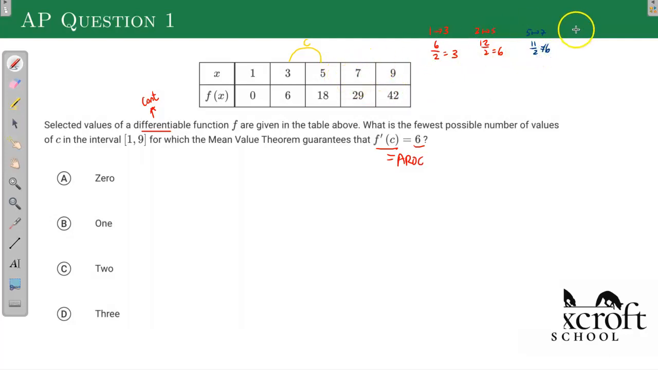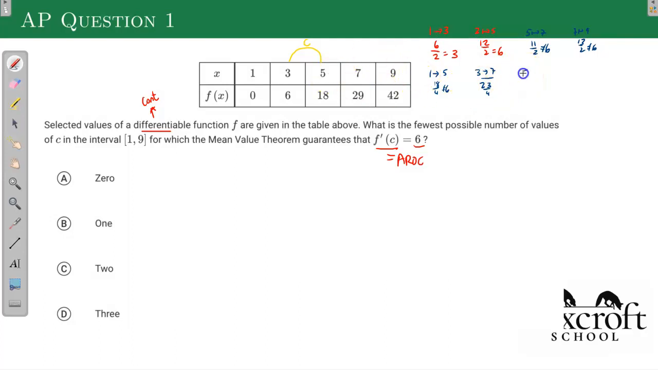And we can go from 9 to 7, or 7 to 9. And that's 13 over 2. It is not 6. All right, so that's just the 2 intervals. We also have to look at the bigger intervals, so we can go from 1 to 5. That's 18 over 4, which is not 6. We go from 3 to 7. That's 23 over 4. That's not 6.